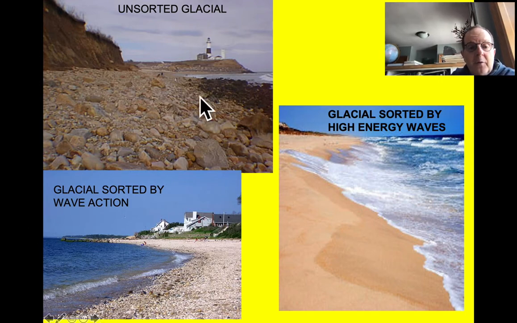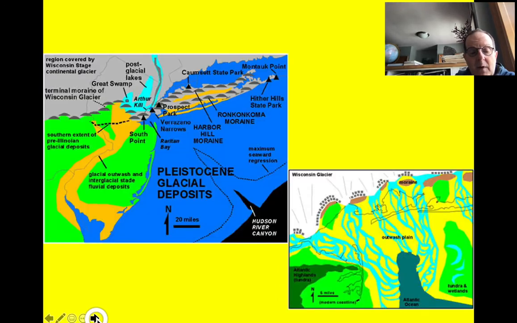So here's your unsorted glacial deposition, every size of sediment represented. Then the glacial sediment has been sorted by wave action. So the waves have moved and then redeposited what had been originally a glacial deposit of unsorted material. And then finally, even more sorting by higher energy waves. So these waves are strong enough that over 5,000, 10,000 years, these beaches have formed, and the sediment is sorted based on the energy of the waves.